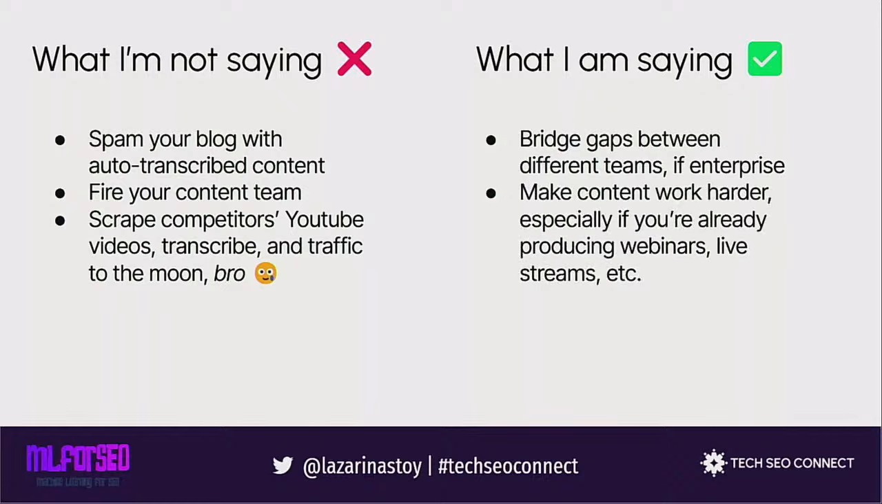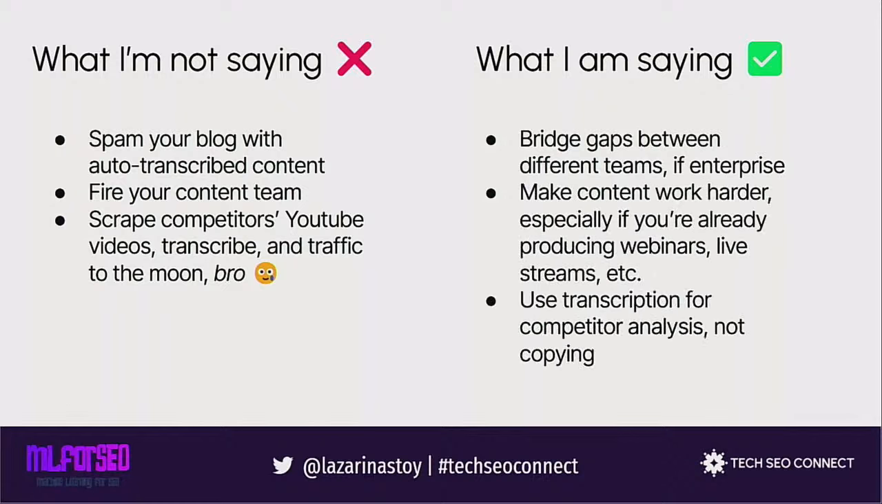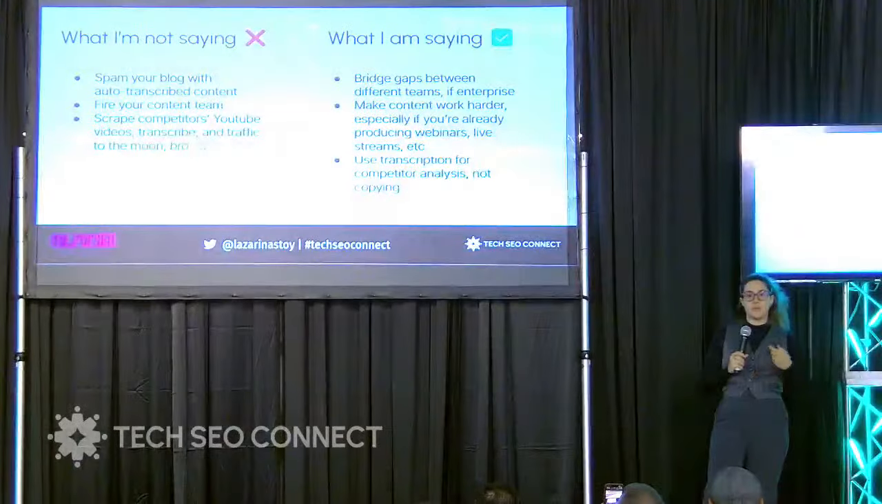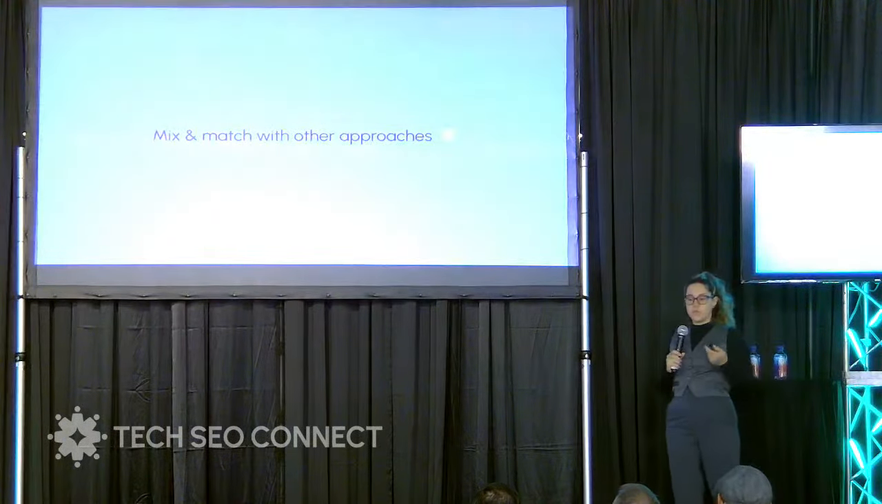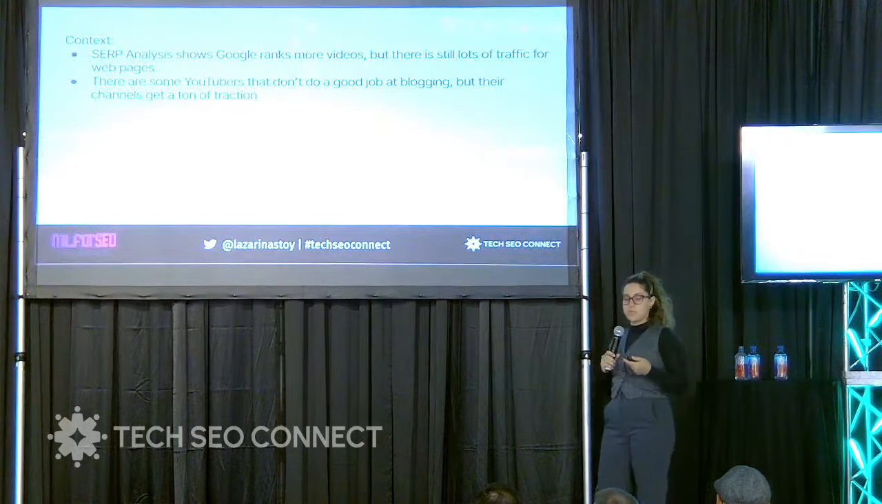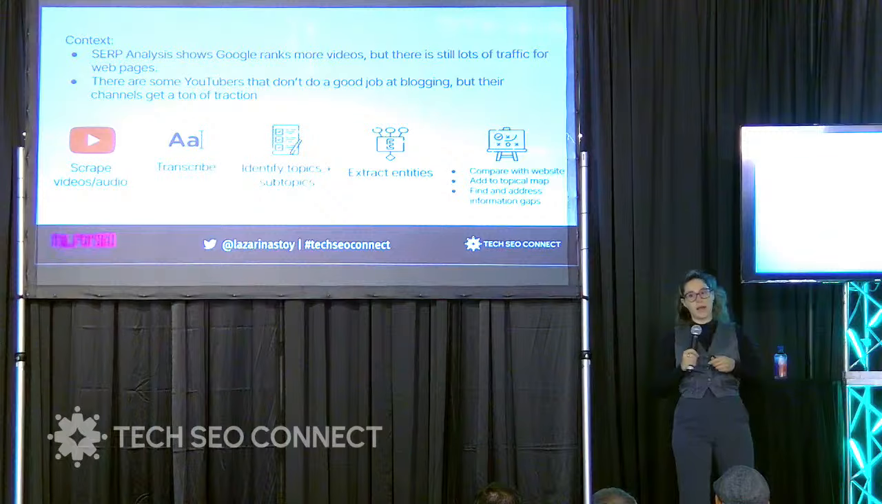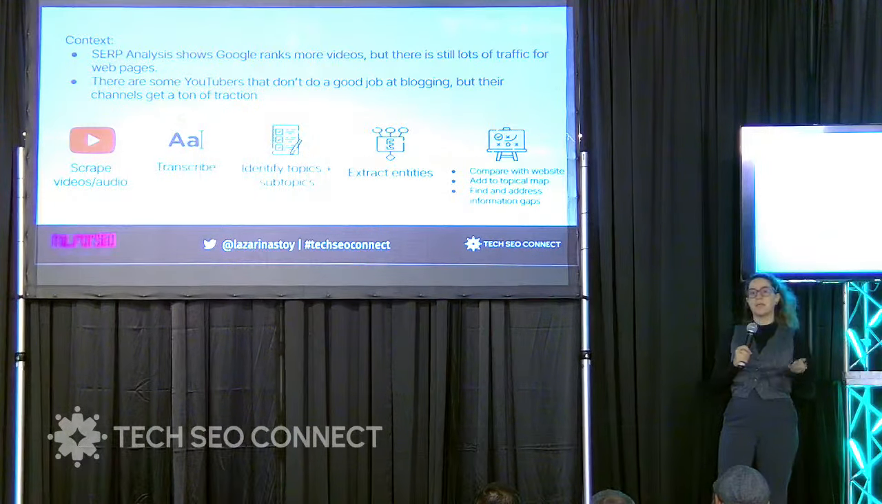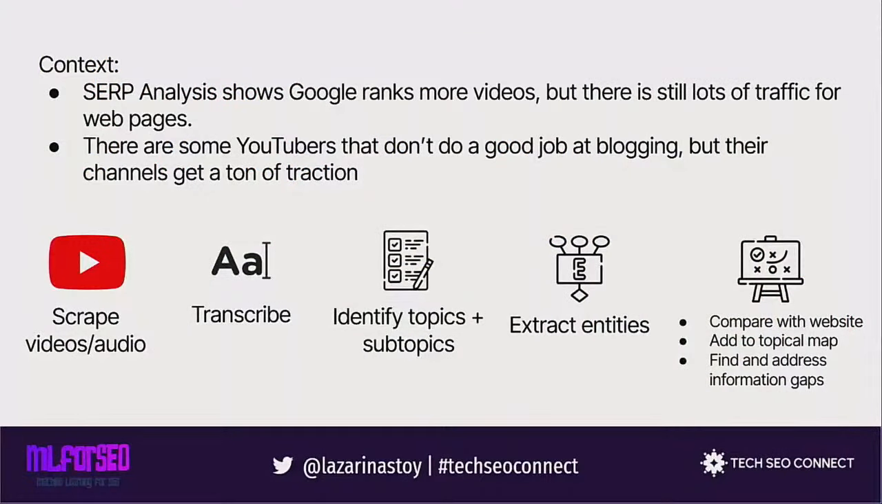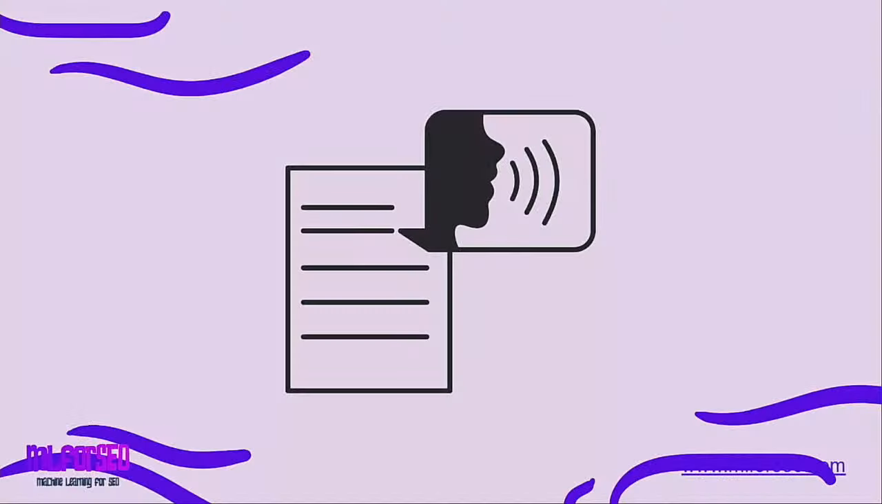Make your content work harder, distribute better. And use transcription for competitor analysis as well if you are trying to enter YouTube as a niche. Mix and match with different approaches. So for instance, you can scrape audio, transcribe, you can classify the content, categorize, create subtopics, extract entities, and all of these cool stuff. Again, like we discussed, incorporate that into your strategy, and boom, you're not only thinking about blog content, you're thinking about the YouTube landscape as well.